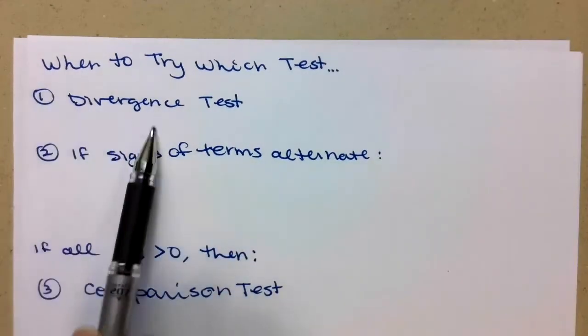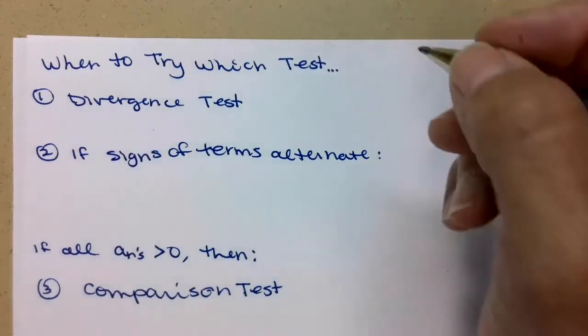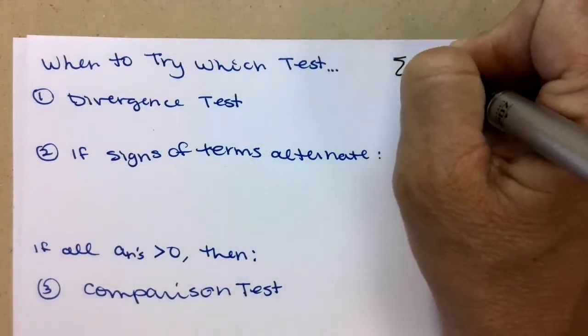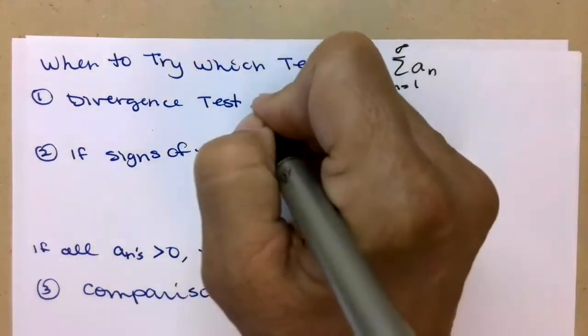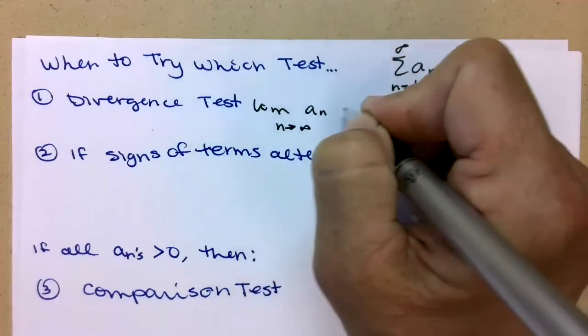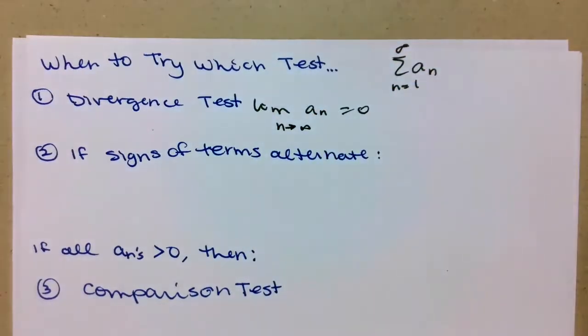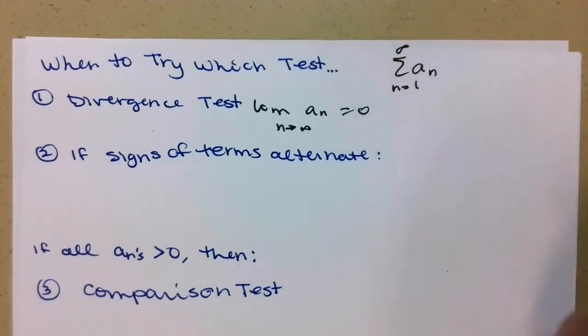First off, you should always start with a divergence test. Make sure that the nth term goes to 0. Make sure that the limit of that nth term is 0. If it's not 0, then stop. Your series diverges. Those terms have to start getting smaller and smaller, or you're just going to keep getting bigger and bigger as you add.